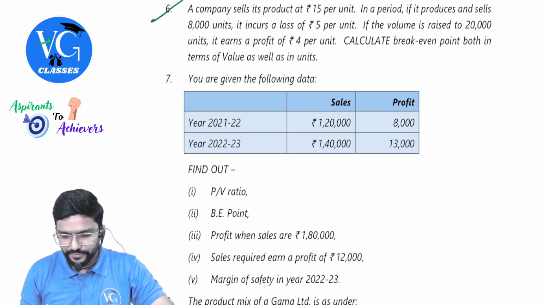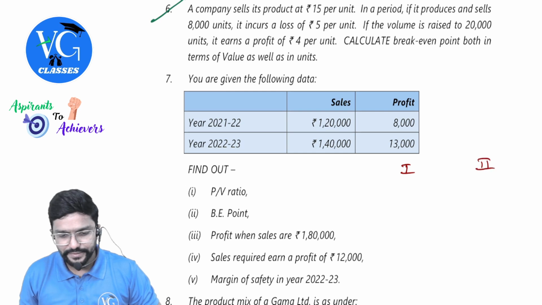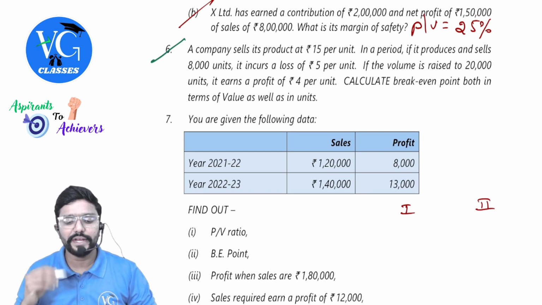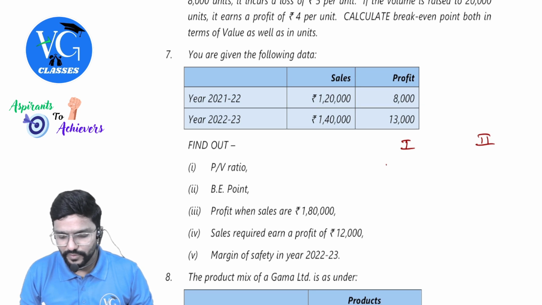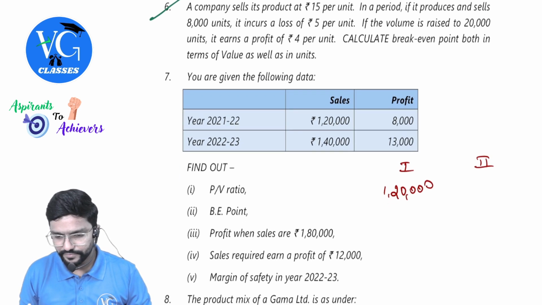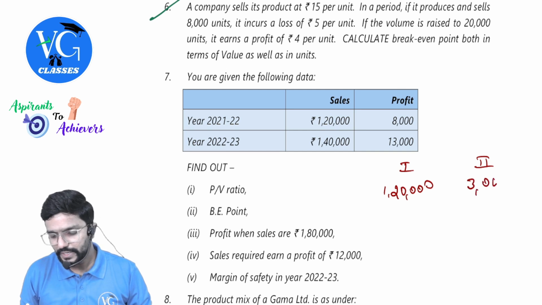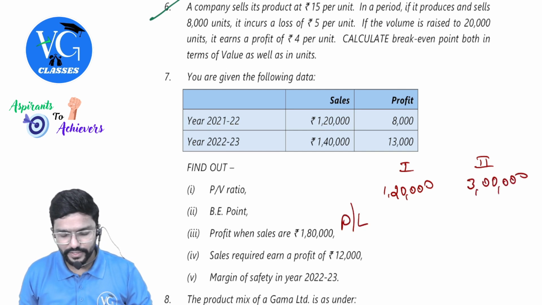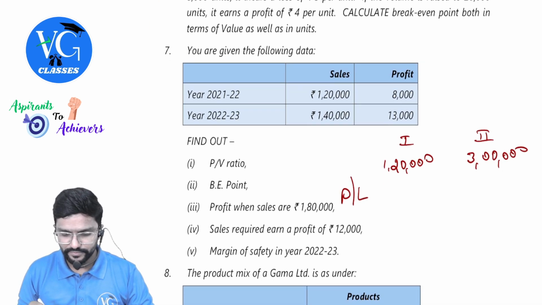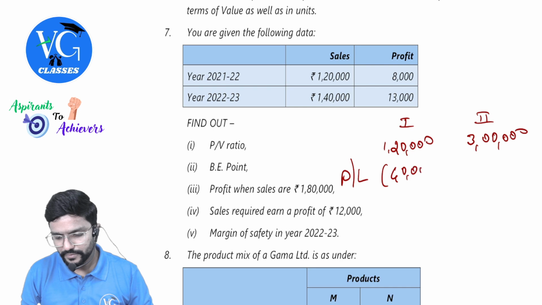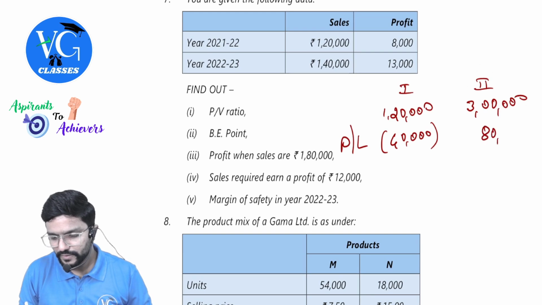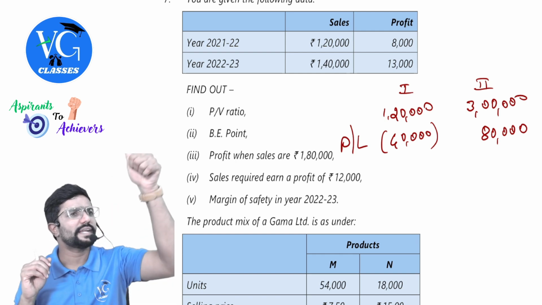Okay, let me do it here. Period 1, period 2, I will take. Period 1 sells its product at 15 rupees per unit. If it produces and sells 8,000 units, so 8,000 into 15, guys, quickly. 1 lakh 20. You give me the number. Then 20,000 into 15, 3 lakhs. So profit or loss, first period? 5 into 8,000. Then second period, 4 into 20,000, 80,000 profit. Correct? Any doubt?